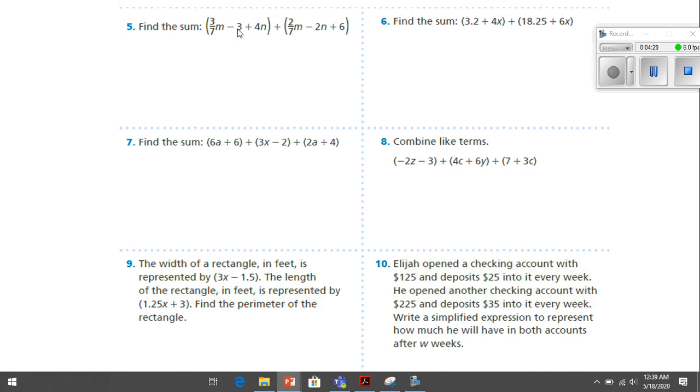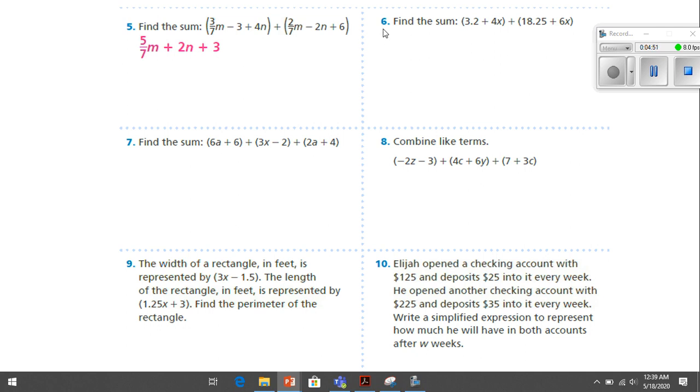Then we're going to have our numbers. That's negative 3 plus 6. Well, 6 minus 3 is 3. And then we got 4n minus 2n. That'll leave us 2n. So our final answer would be 5 over 7m plus 2n plus 3.